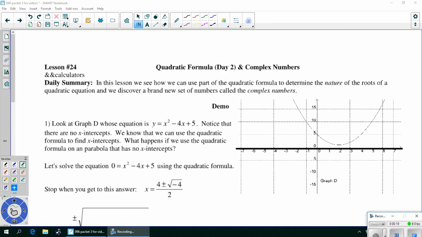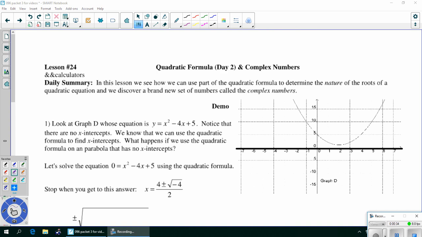Number one, look at graph D, whose equation is y equals x squared minus 4x plus 5. Notice that there are no x-intercepts. This parabola is entirely above the x-axis. We know we can use the quadratic formula to find x-intercepts. We saw that last class.